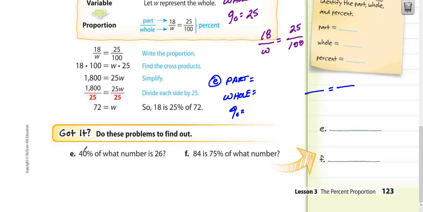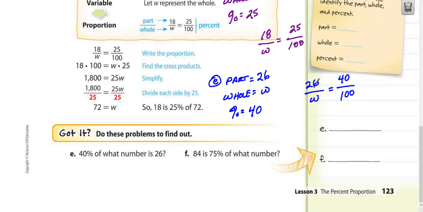All right, so in letter E, 40% of what number is 60? Well, it's pretty obvious what the percent is. It's the one with the percent sign, 40. Of what number? So 40 is a piece of something. It's a piece of some big amount, and its value, the piece of that big amount, is 26. And there's W. So we have 26, the part, over the unknown whole is 40% out of 100.